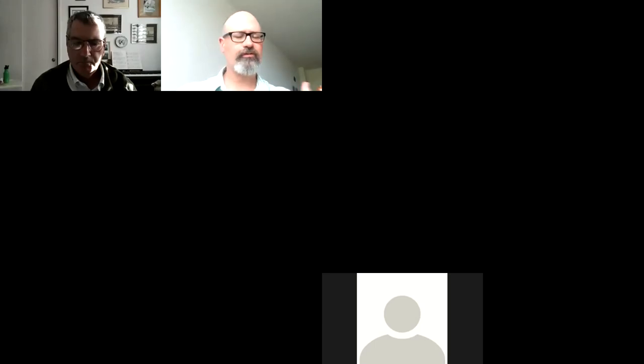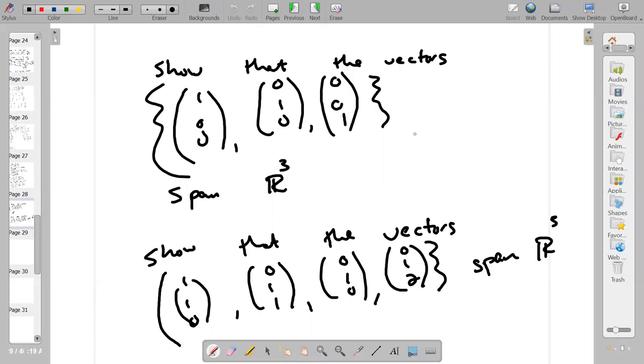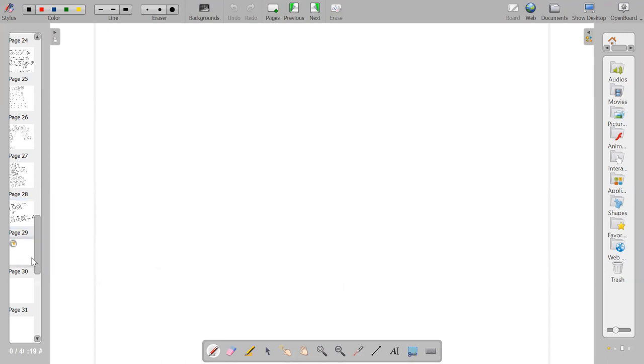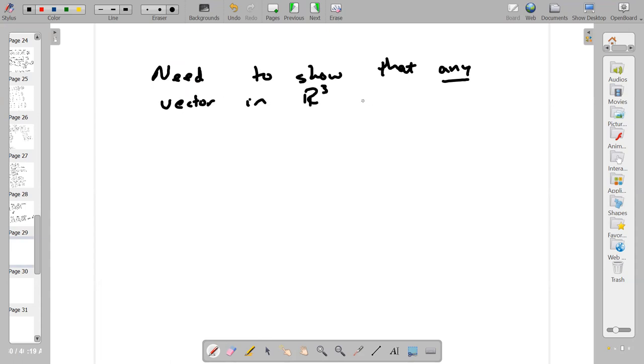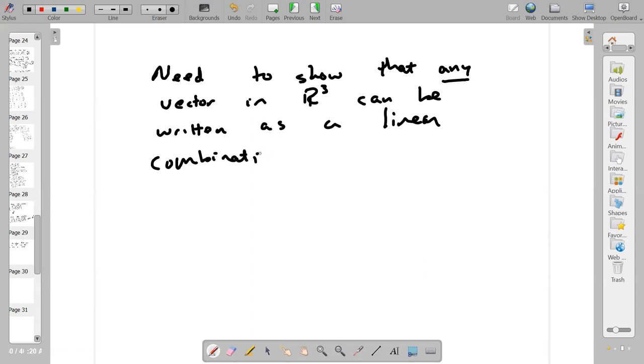All right, so let's get back to it. Let's see whether or not we're dealing with actual spanning sets. The first problem is pretty straightforward, showing that set of vectors spans R3. You're just trying to show that any vector in R3 can be written as a linear combination of those three vectors. So I'll just write them as a set.